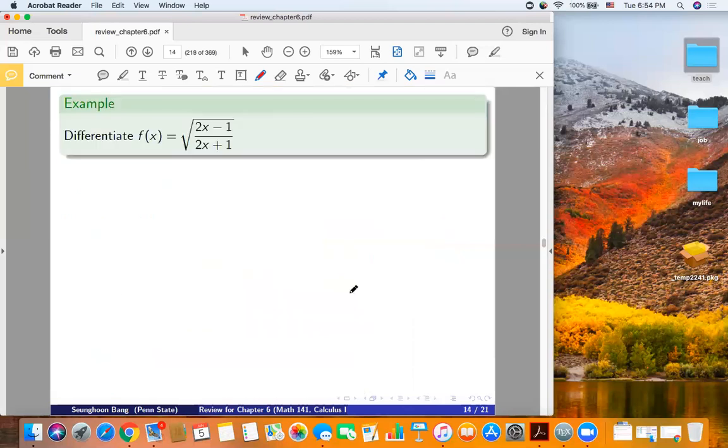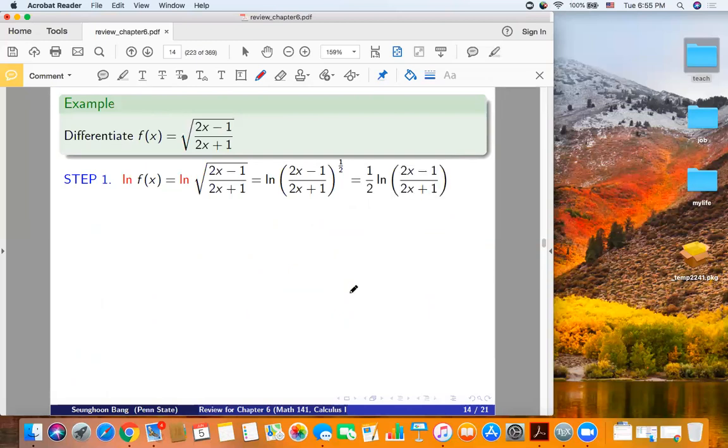I want to give an example. Differentiate f of x equals the square root of 2x minus 1 over 2x plus 1. I want to use logarithmic differentiation. Take ln of both sides. So what happens? Ln of the square root of 2x minus 1 over 2x plus 1 is ln of (2x minus 1 over 2x plus 1) to the 1/2. The power 1/2 comes down: 1 over 2 times ln of (2x minus 1 over 2x plus 1). The quotient is changed to a difference: 1 over 2 times ln of 2x minus 1 minus ln of 2x plus 1.